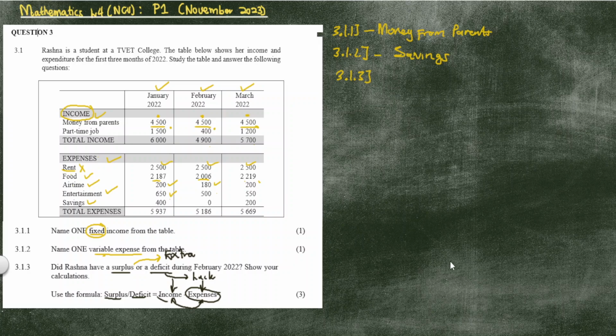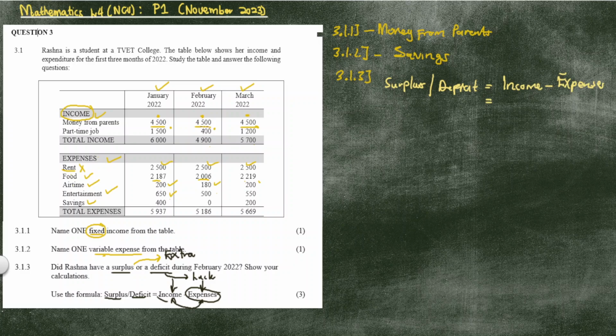Okay. So in this instance again, did Rashna have a surplus or a deficit? Now, how do we calculate this? The surplus or deficit, we calculate it like this: income minus my expenses.